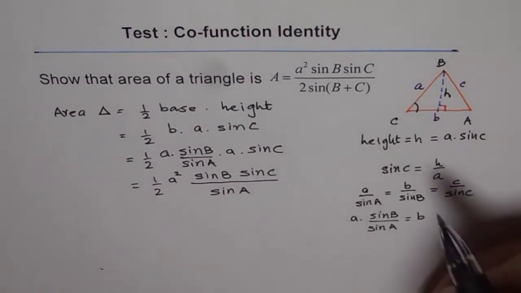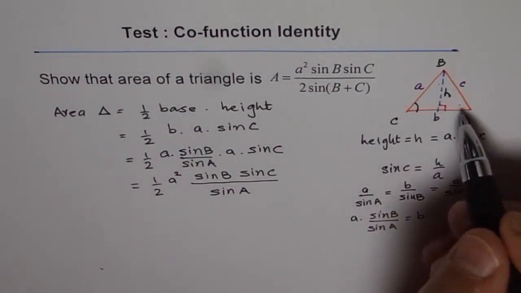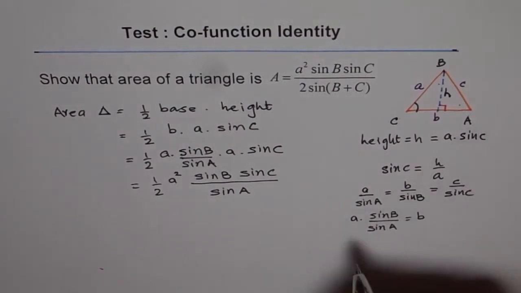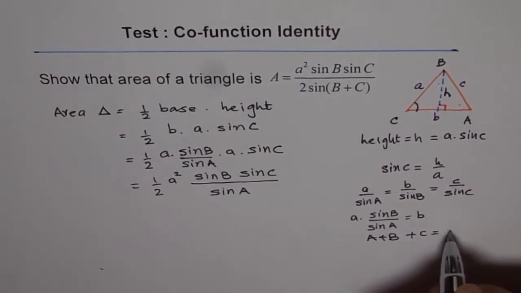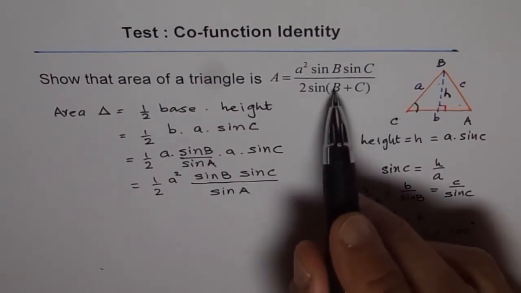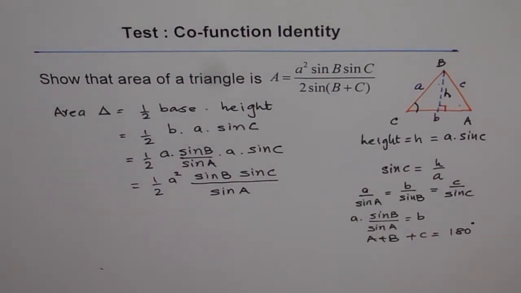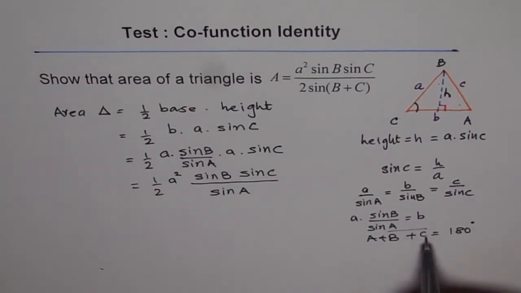For this, you also remember what the sum of the three angles is. A plus B plus C is 180 degrees, right? So we get A plus B plus C equals 180 degrees. That will help us figure out what A is in terms of B plus C, correct? So what is B plus C equal to? If you see this, B plus C is 180 minus A.